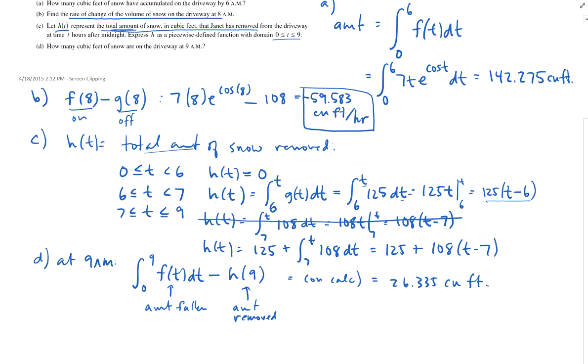cubic feet. Okay, and you know what? You probably ought to add cubic feet up here. There's no mention on the rubric when it gives you points for answers to add units. It just says answer. But since this is a problem that has context in it, I would absolutely add the units in there. Okay, there you go.